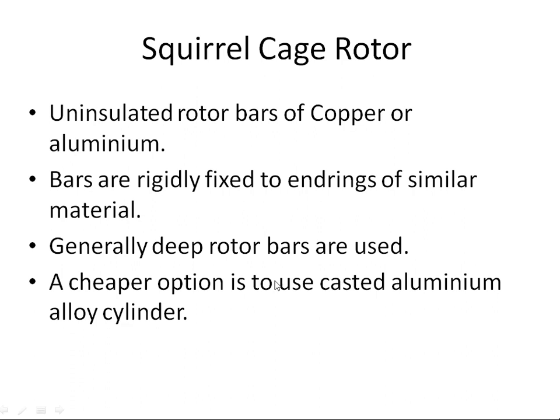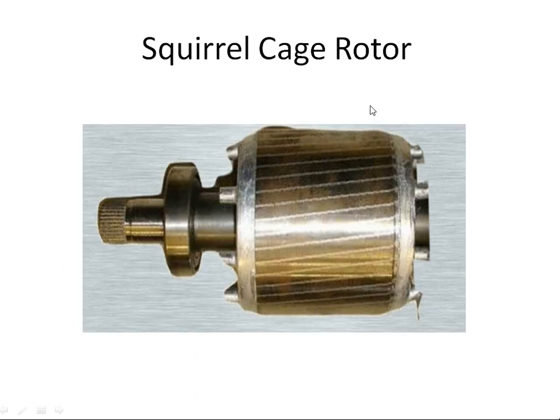In order to have an improved starting characteristic, we use a deep rotor bar type of construction. The bars are placed low, near to the shaft rather than to the surface, which gives us better starting characteristic. This is the conventional type of rotor, but nowadays the economical type of aluminum casted cylinder alloy type of rotors are also available in the market.